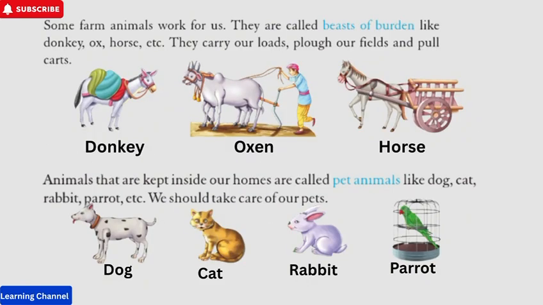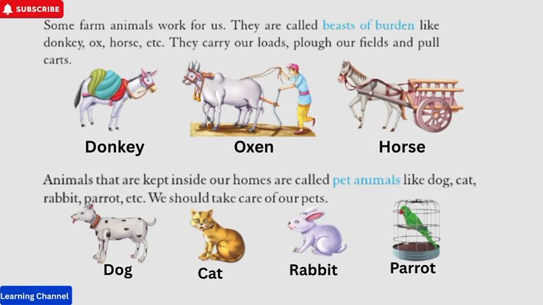Some farm animals work for us. They are called beasts of burden like donkey, ox, horse, etc. They carry our loads, plow our fields and pull the carts. The examples of it are donkey, oxen and horse.